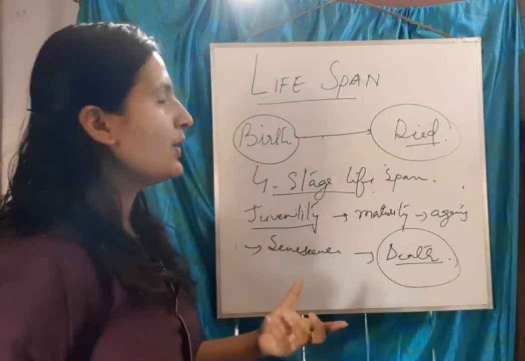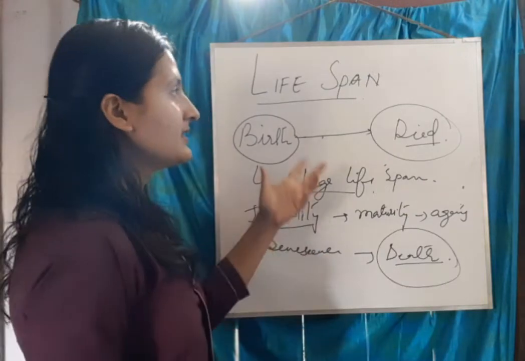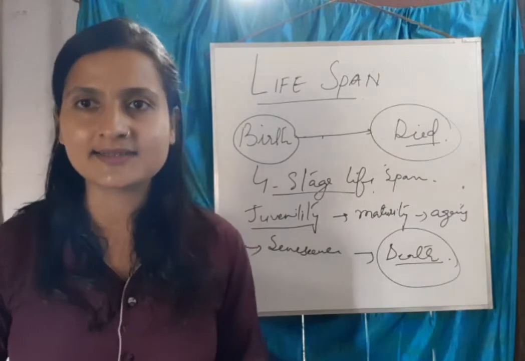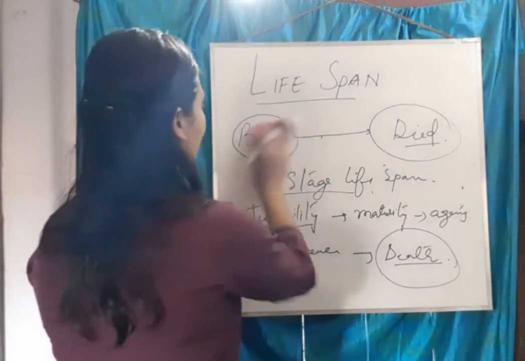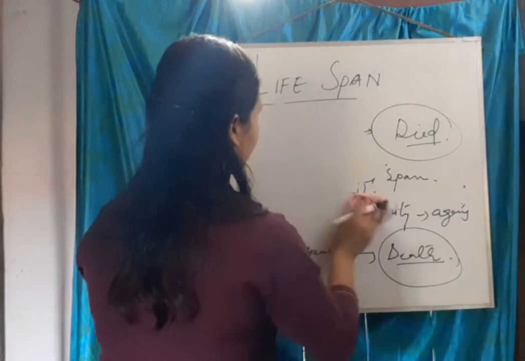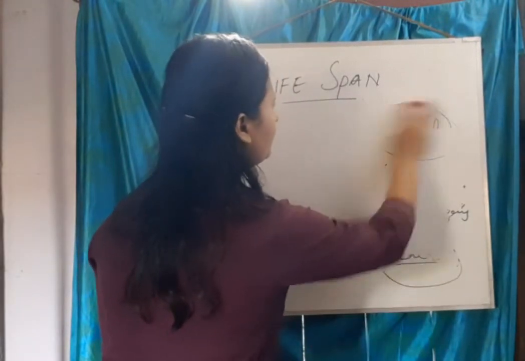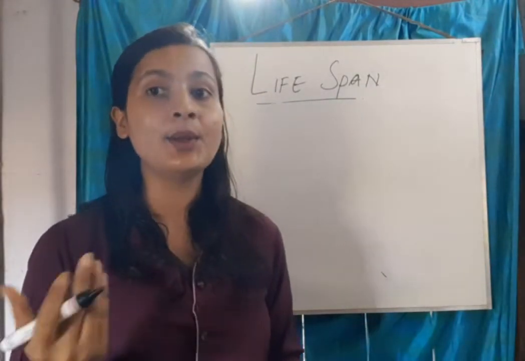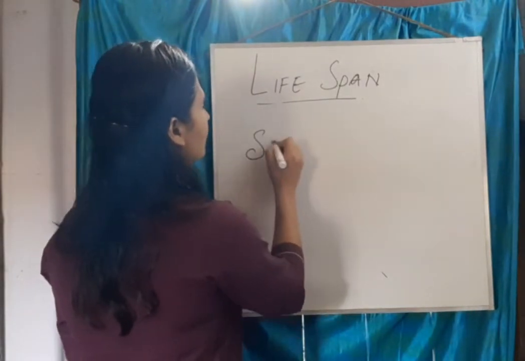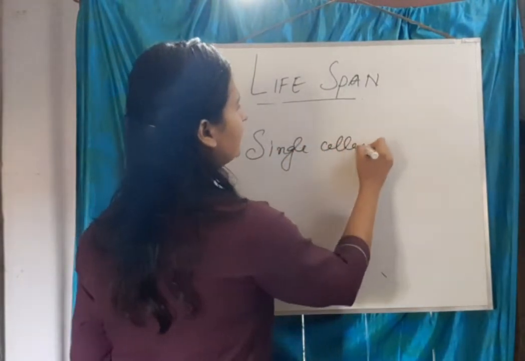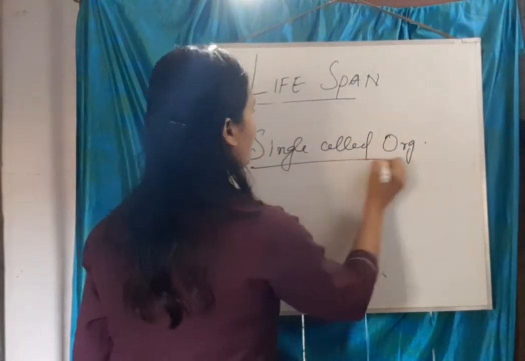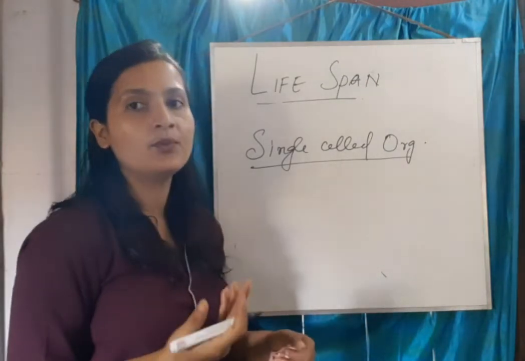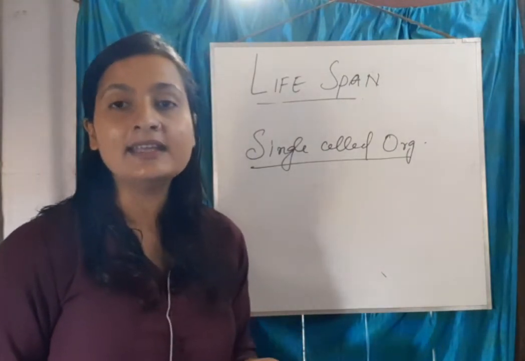All right, so here we are saying that an organism takes birth and it dies, but there is one organism which never dies. It is mentioned in your NCERT book as well, on the very first page, the starting. Let us see which organism doesn't die. They are called single celled organisms. I hope you all are aware what single cell organisms are. See, in single cell organisms, what happens? They reproduce by cell division.